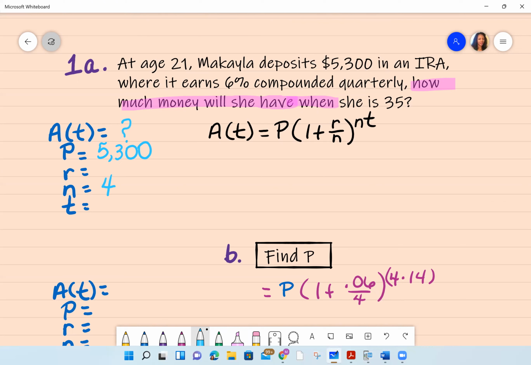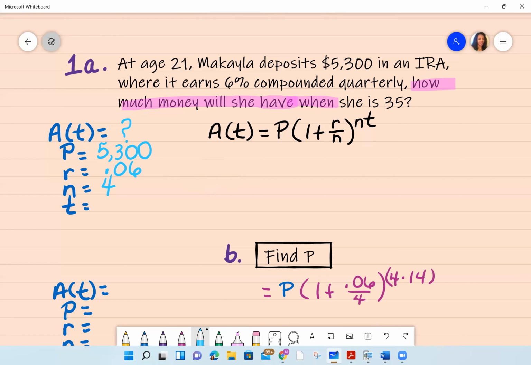It says where it earns 6% compounded quarterly. Well, we know 6% represents the interest rate. I said above that your interest rate should be converted to a decimal. So that's going to be 0.06. So 6%, there's understood to be a decimal here, move it back 2 places. And since there's an empty space, put a 0 placeholder and get rid of the percent sign. That's how you convert it. You just move it back, wherever your decimal is, move it back 2 spaces and get rid of that percent sign. Okay, and then T is the number of years.